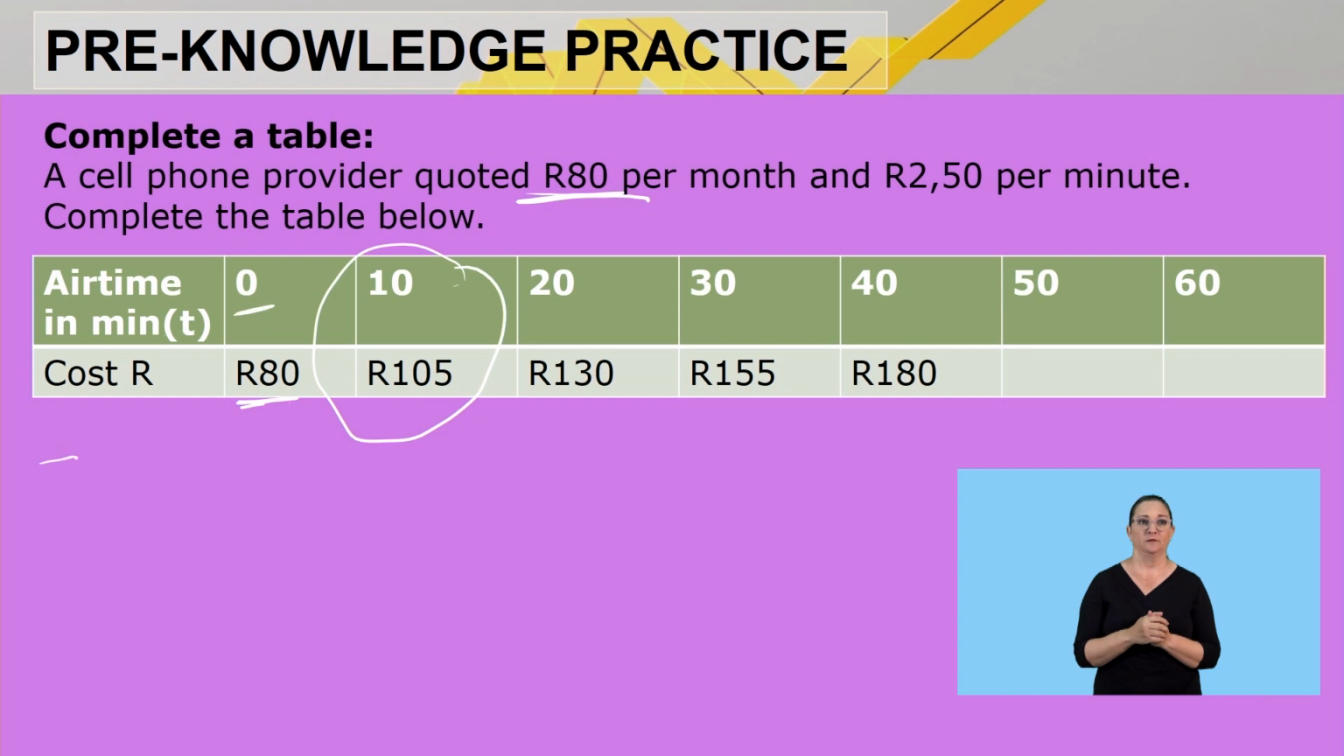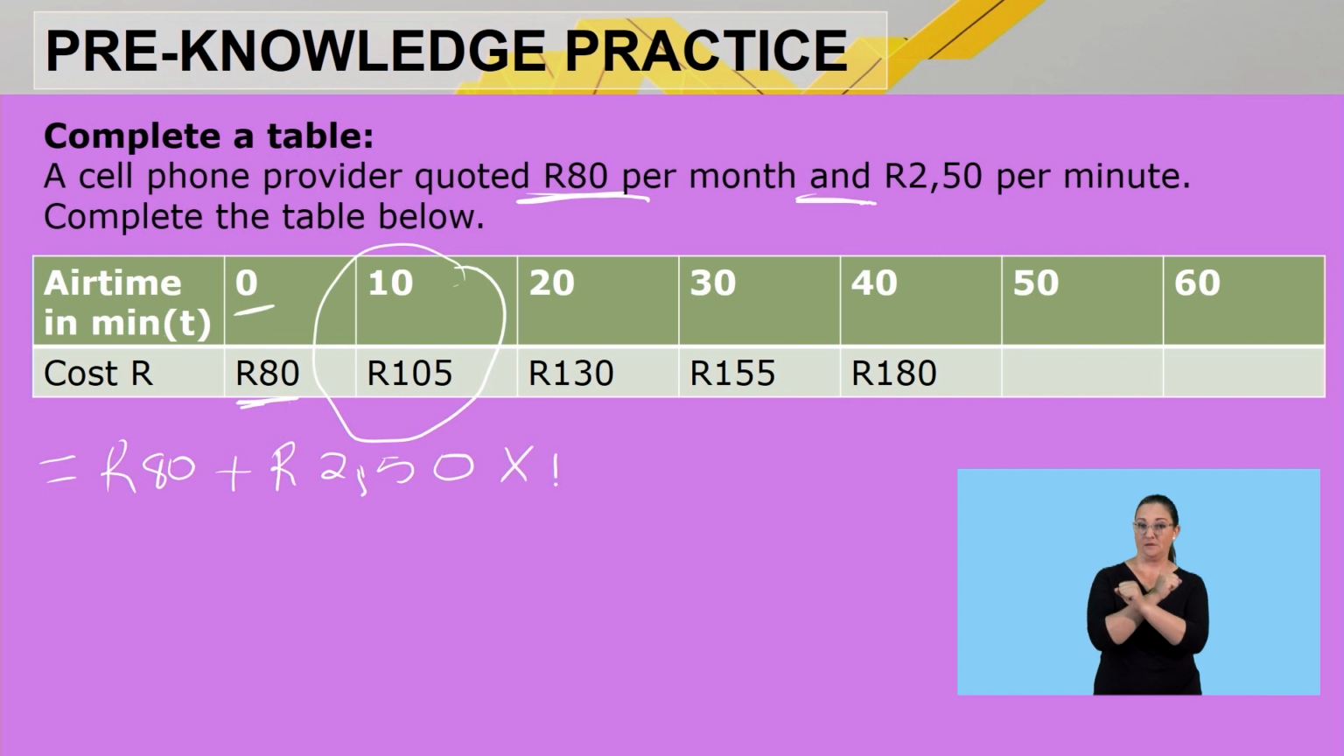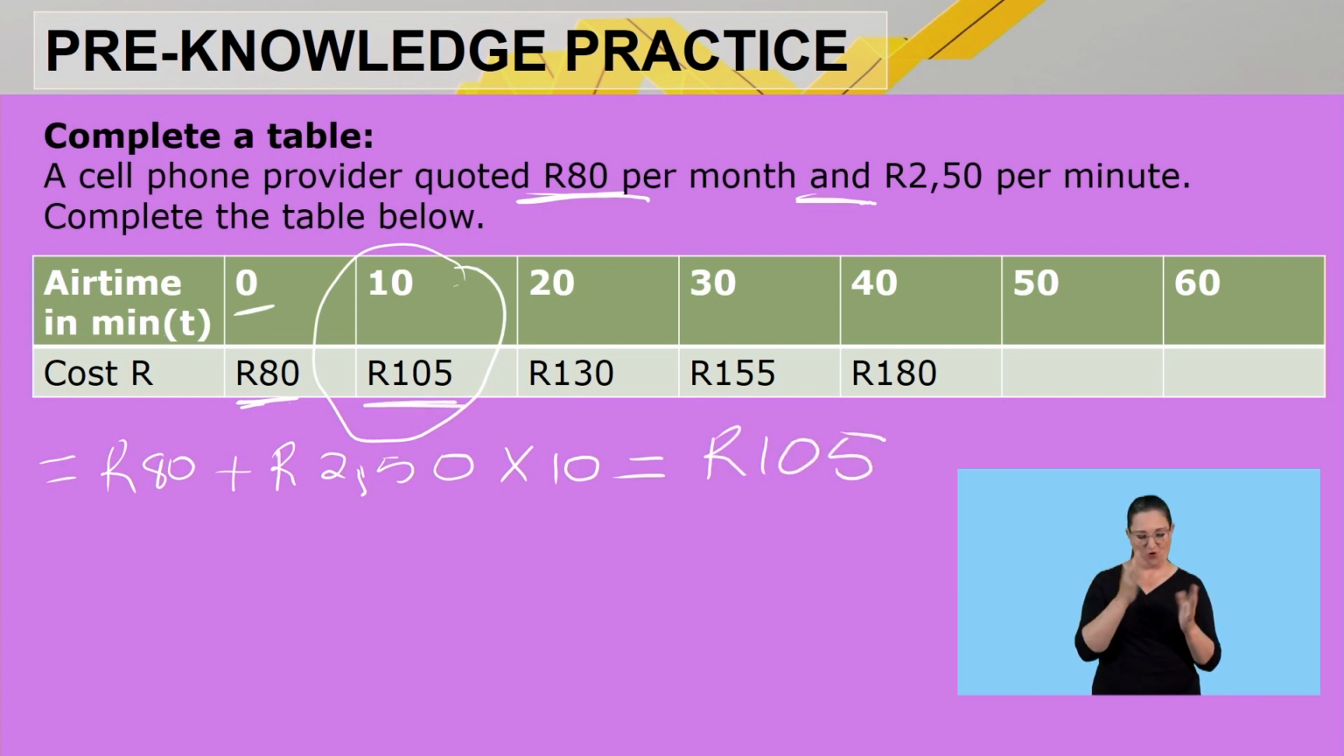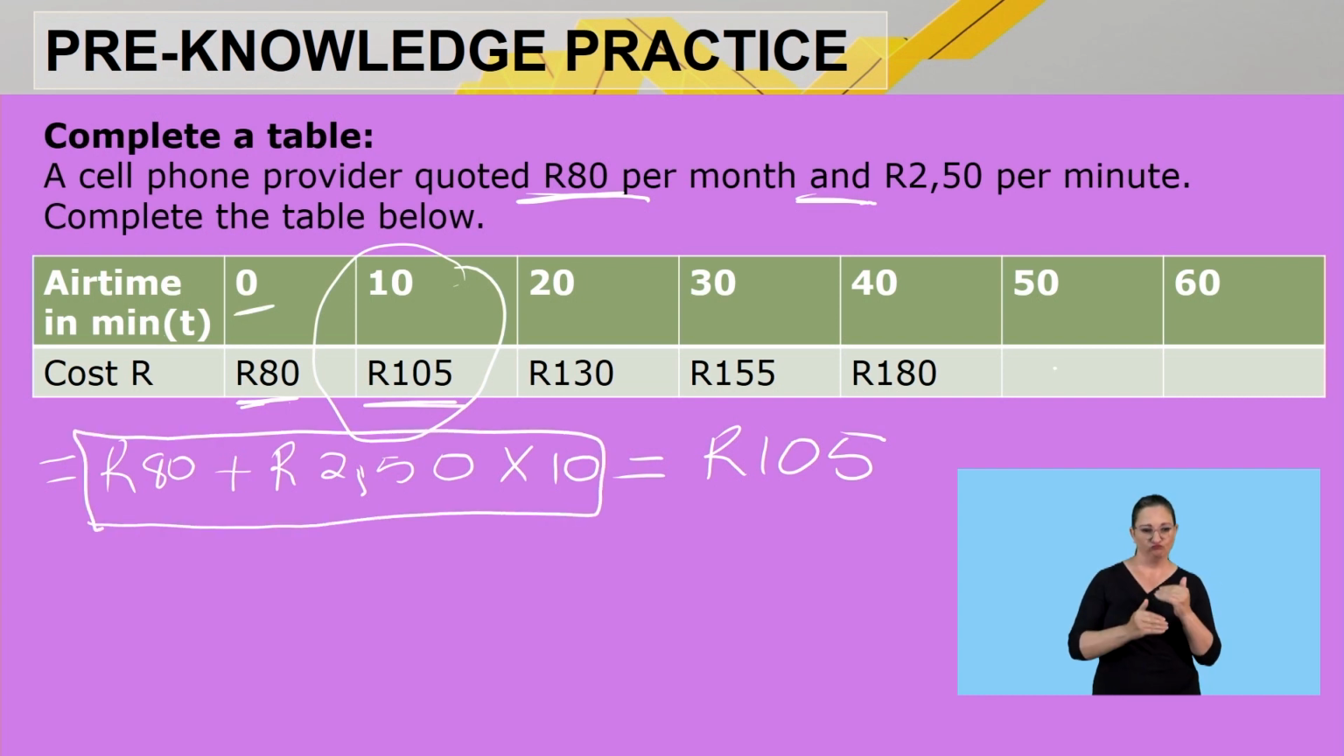Firstly, you have your standard rate, which is 80 rand. Then you're going to say plus because of this "and". When you say and, it means you're simply adding. So you'll say plus 2.50 and multiply by 10 to get the number of minutes. If you work that out, it will give you 105 rand, meaning it's this first value. Meaning you can use this formula to further calculate the other two missing values.